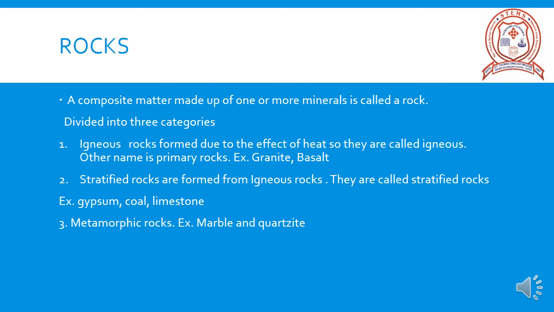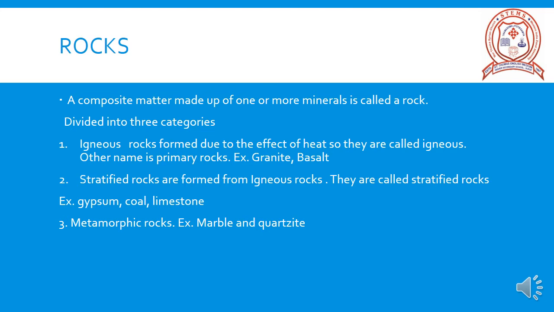Third one is metamorphic rocks. In particular situations, the form, composition and structure of the rocks are totally changed because of high temperature and pressure of rock strata. The igneous rocks and sedimentary rocks change into a totally new form. These newly formed rocks are known as metamorphic rocks. Example: marble and quartzite.